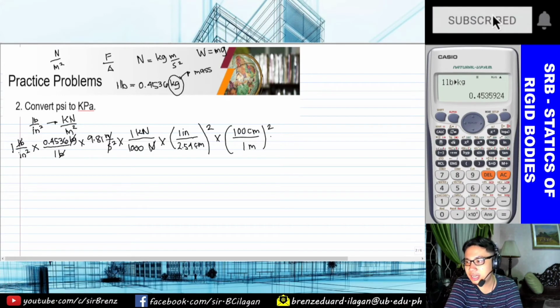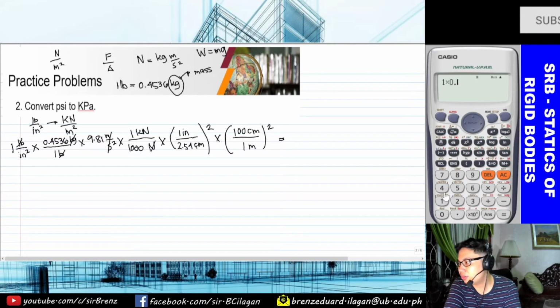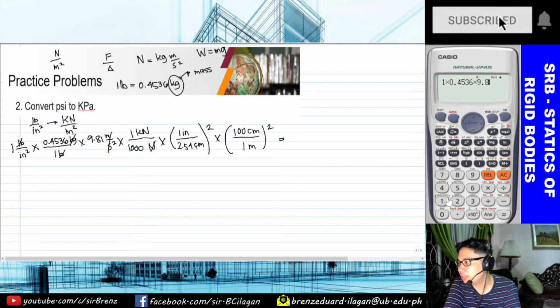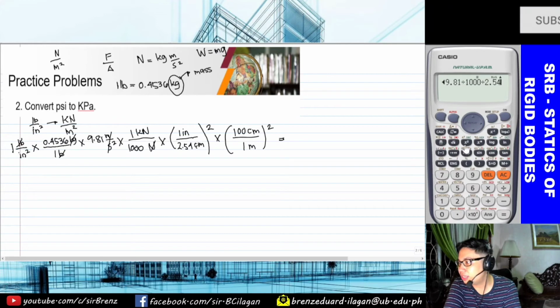So, I think, ito na yung kabuuan ng equation. So, input nyo lang sa calculator. Pindutin lang natin. So, 1 times 0.4536 times 9.81, then divided by 1,000, and then divided by 2.54. Again, don't forget the squared.